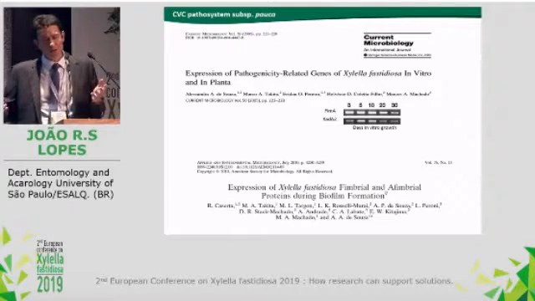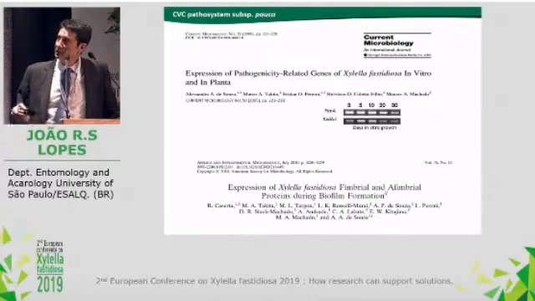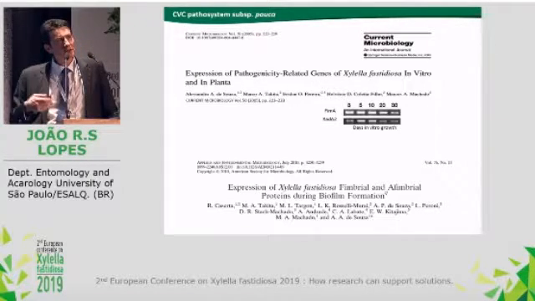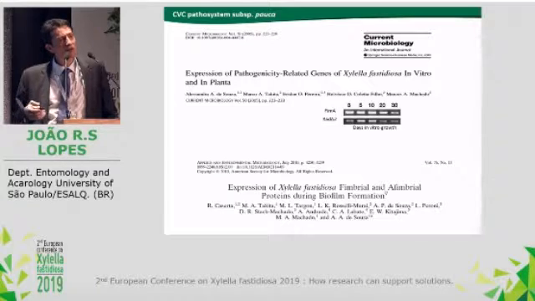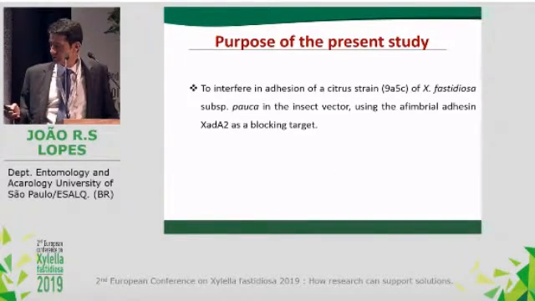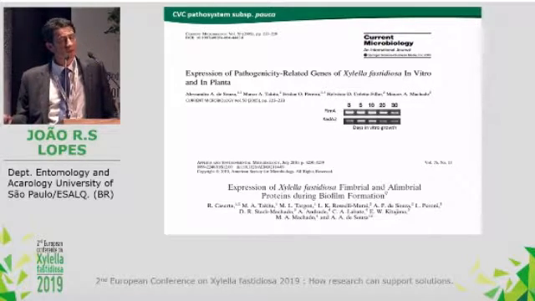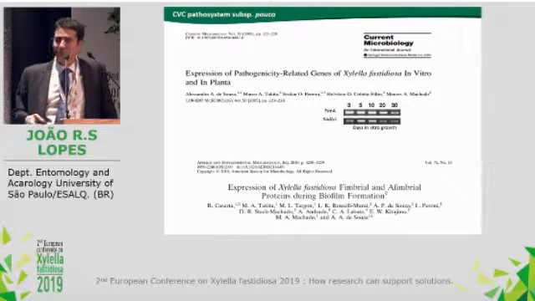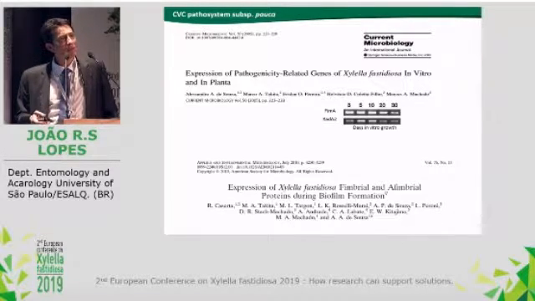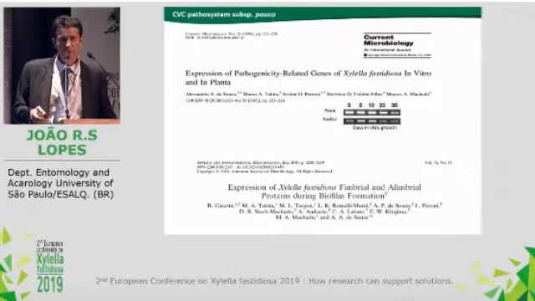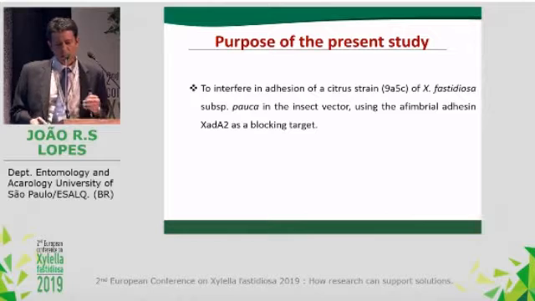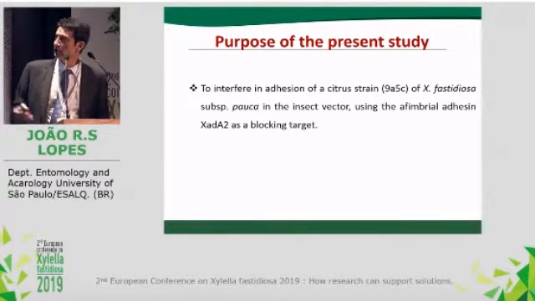So this was for fastidiosa, so a lot of information has been generated. There are other papers too, but for other subspecies, this has not been studied. We have, for example, a very good amount of information on expression of proteins in planta or in vitro for citrus strains of Xylella fastidiosa. Some of them, like FimA and XadA2, are expressed at different stages of biofilm formation in plant and in vitro, for example. But we did not have any information about the role of these particular proteins in the vectors. So in this work, we were testing the particular effect of XadA2 as a blocking agent for transmission by the vector.